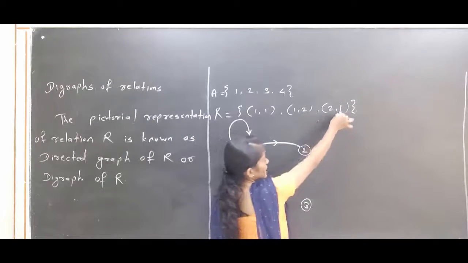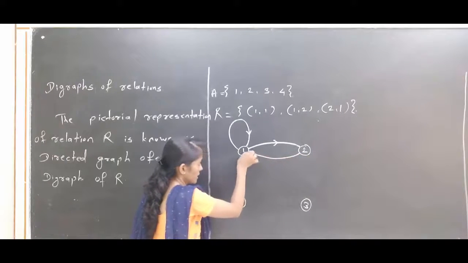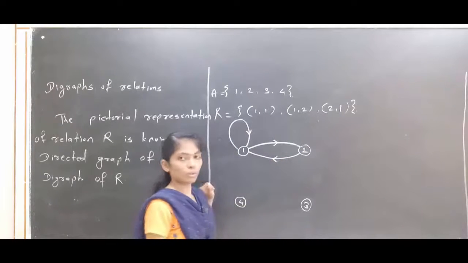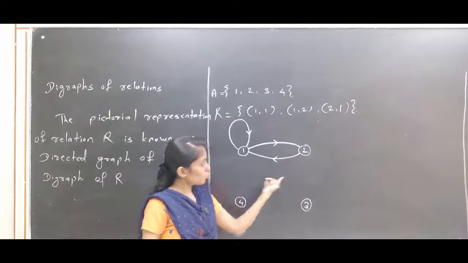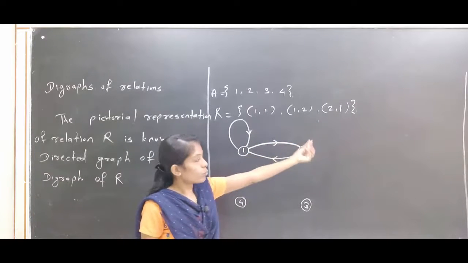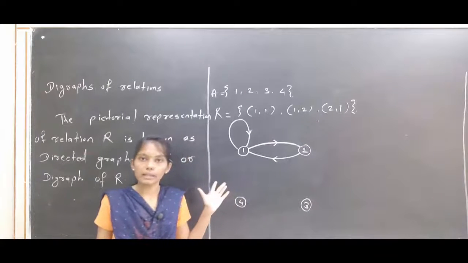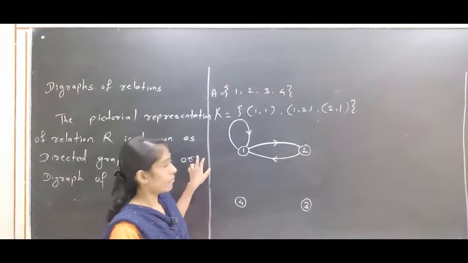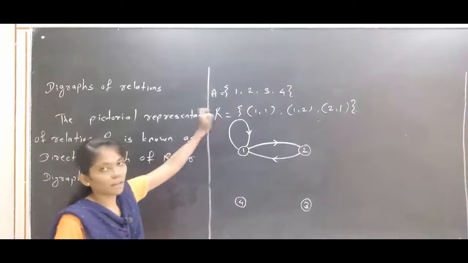Now next, 2 is related to 1, so we join this by an arrow. We show this arrow from 2 to 1. All of you get this? That is how to represent the relation in the form of digraph. So this is called a digraph of relation R.